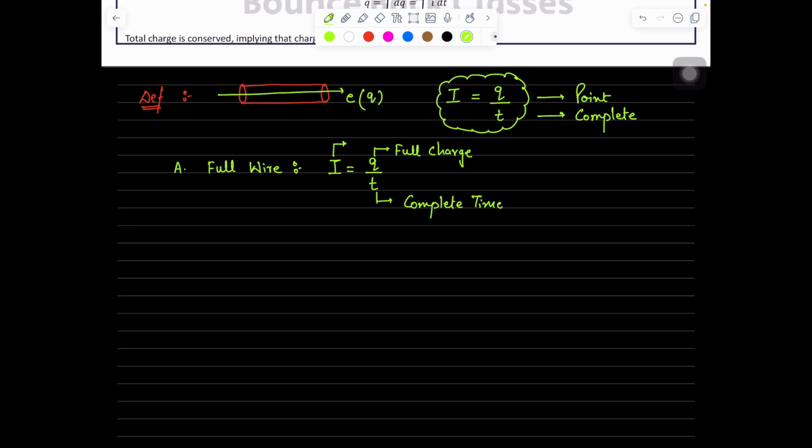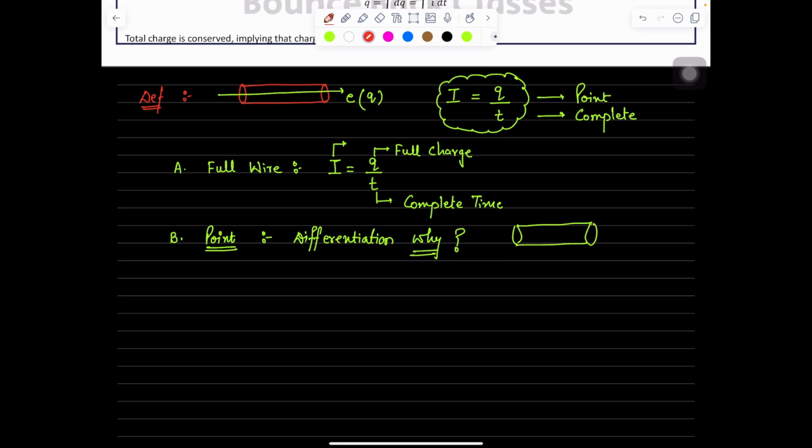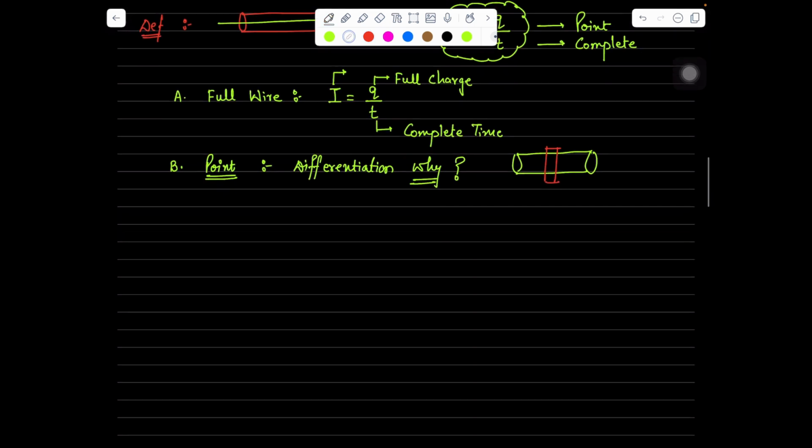If the question says a point, then we need to use a term called differentiation. Why differentiation? This is the major question. Let's say this is the complete wire, and I'm breaking this wire down into one part. Let's say this is the part where I need to find out. If I'm looking at that particular part, then current I should be equal to dq over dt.